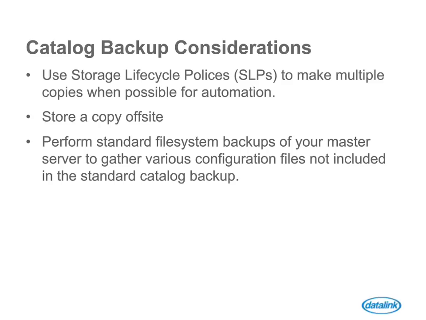So regarding the catalog backup, I usually set up storage lifecycle policies so that if I'm writing it out to disk first, I at least replicate it to tape. I recommend definitely having more than one backup copy, and specifically storing one off-site, depending upon what your setup is. As also some of the configuration files aren't captured with the normal catalog backup, I do recommend a file system backup of your master server.